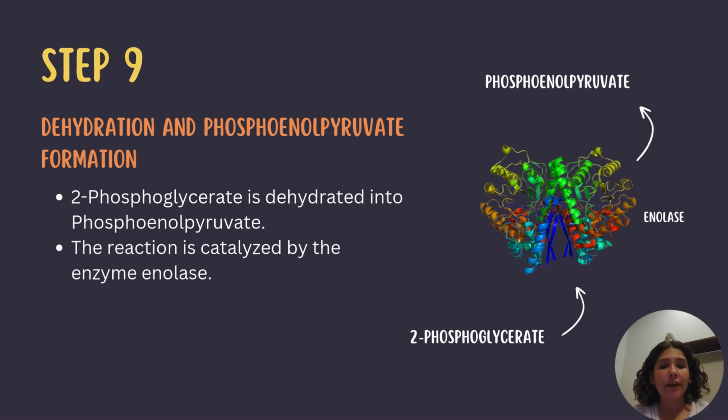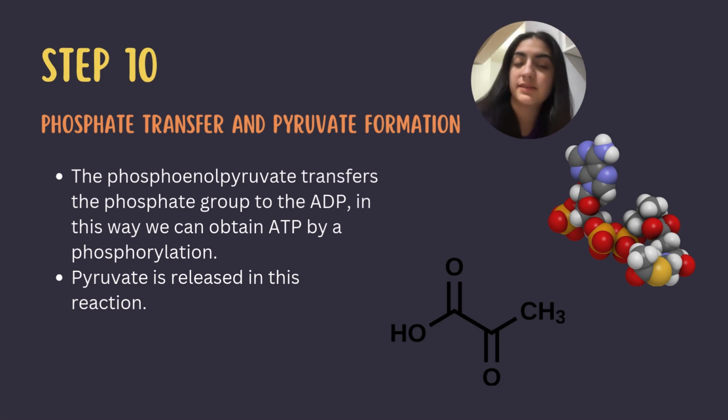In step 9, water is removed from the 2-phosphoglycerate molecule, where it's turned into phosphoenolpyruvate. This reaction is catalyzed by the enzyme enolase. The enzyme in the last reaction is pyruvate kinase, and it transfers a phosphate to ADP to form pyruvate, which is the final product of glycolysis.